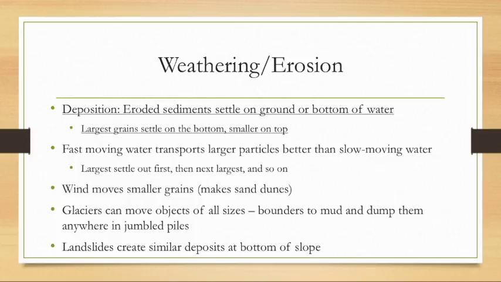Wind typically moves smaller grains, so think about sand and dust. Glaciers can move pretty much anything. Glaciers are huge chunks of ice that can carry anywhere from tiny pebbles to boulders the size of houses and even bigger. And then you even get landslides that create similar deposits at the bottom of slopes. We'll talk about all of these more in chapters 7 and 8 when we start talking about weathering, erosion, and glaciers.